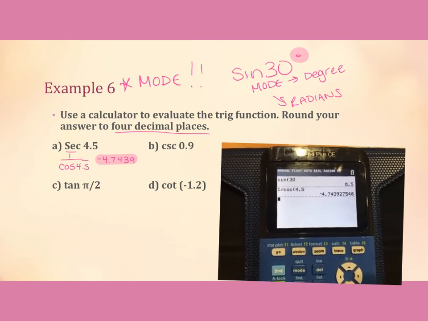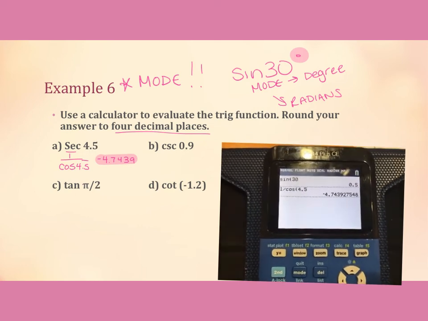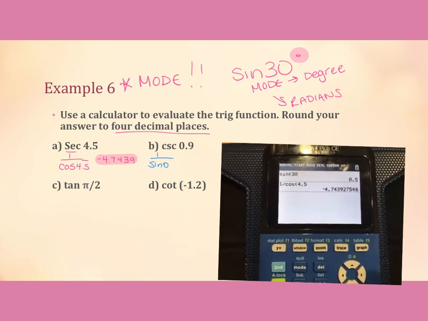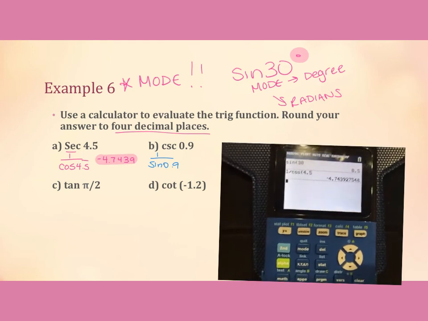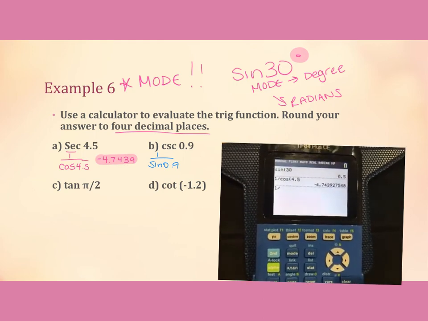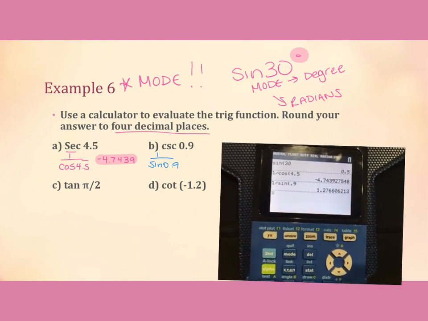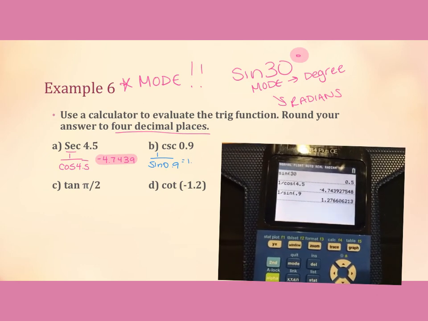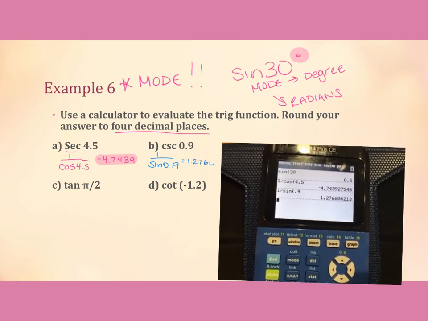Now I go to B, and B is cosecant. So this is 1 over sine of 0.9. And again, there's no degree, so I know it's radians. 1 divided by sine 0.9, and I get 1.2766.